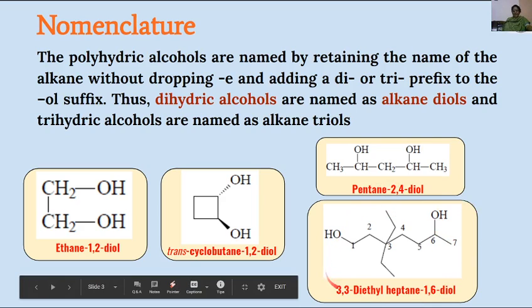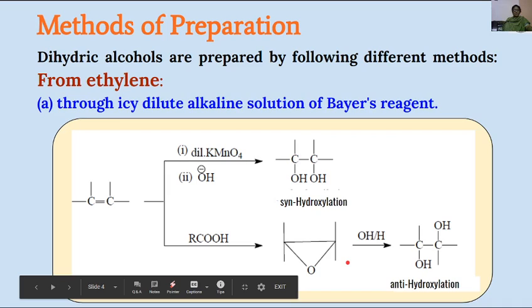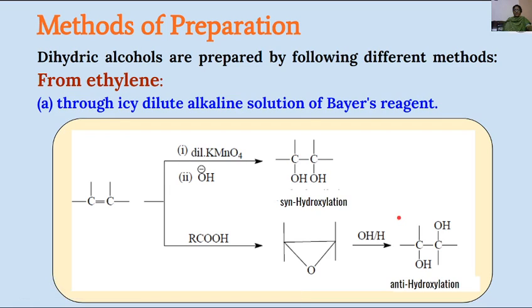And next we have 3,3-diethyl heptane 1,6-diol. Here at position 3, two ethyl groups are attached and there are two OH groups, one at position 6 and the other at position 1. So the name is accordingly 3,3-diethyl heptane 1,6-diol. Second is the methods of preparation of dihydric alcohols. They are prepared by different methods.